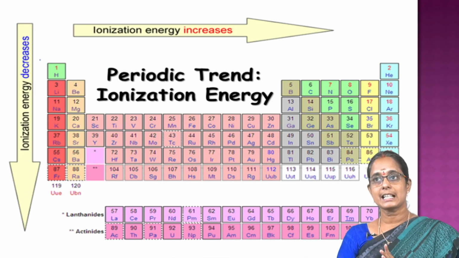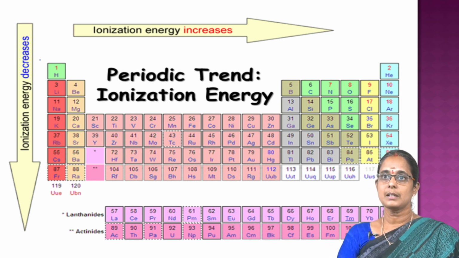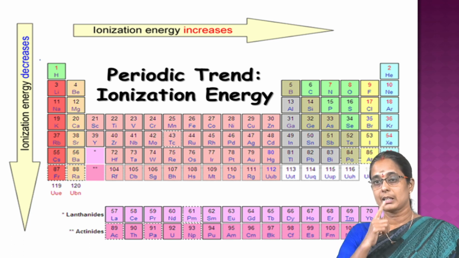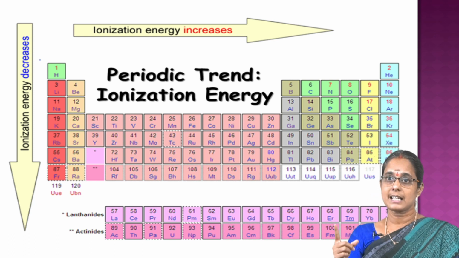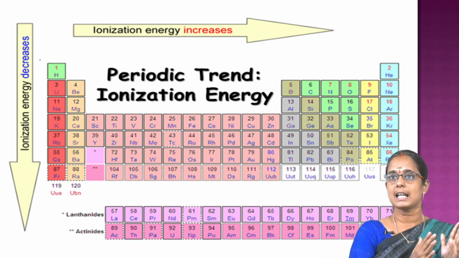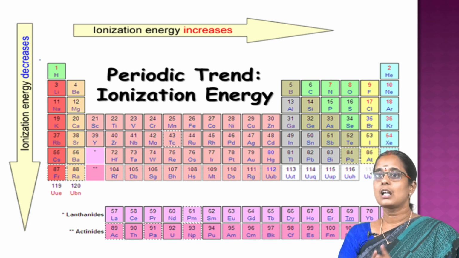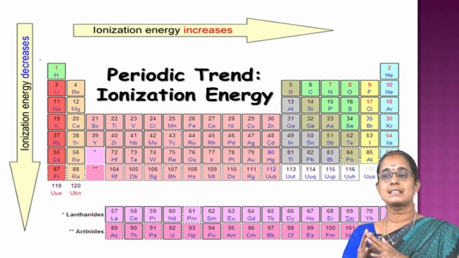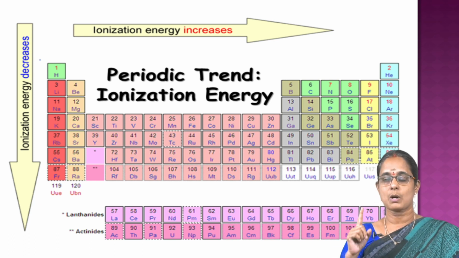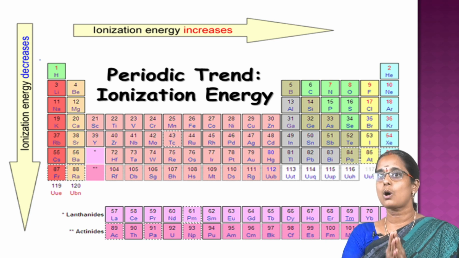Ionization energy increases moving from left to right across a period, as the atomic radius decreases. Ionization energy decreases moving down a group. Group 1 elements have low ionization energy, because in the valence shell they have one electron, and losing it forms a stable octet.